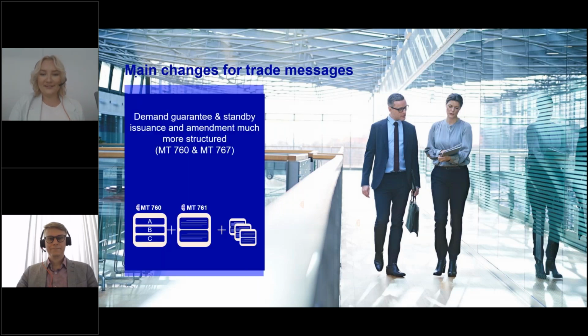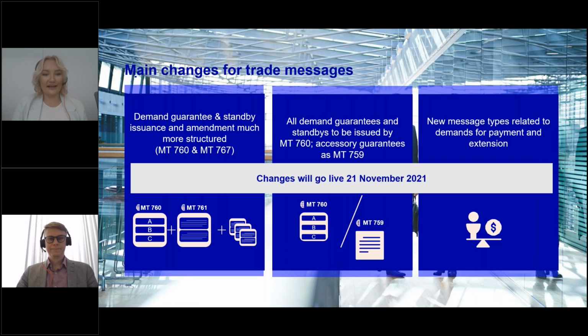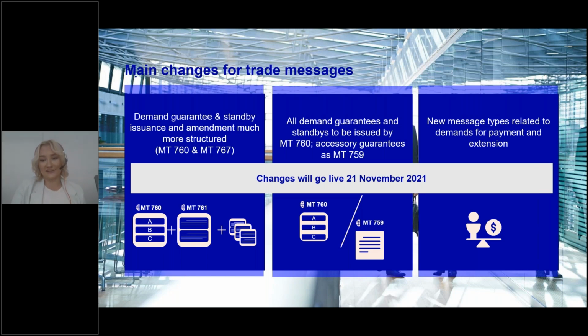So the main changes for the trade messages are here. The Swift release concerns guarantees and standby letters of credit. And basically what will be changed is that the Swift messages for demand guarantees and standby letters of credit will become more structured. There will also be a completely new Swift message type for accessory guarantees.